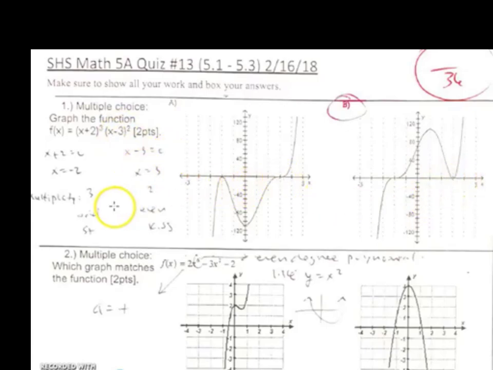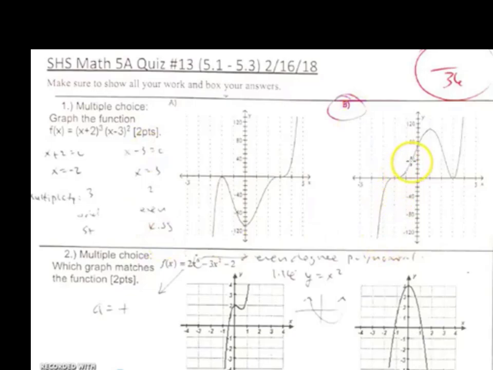So what's the difference between the two graphs? It's their multiplicity. Multiplicity refers to the number or exponent above the parentheses in factored form. Here 3 is odd, so you shoot through. 2 is even, so you kiss. So here's an example of kissing, and here's an example of shooting through. But I don't want shoot through at 3. I want to kiss. So the answer is B.